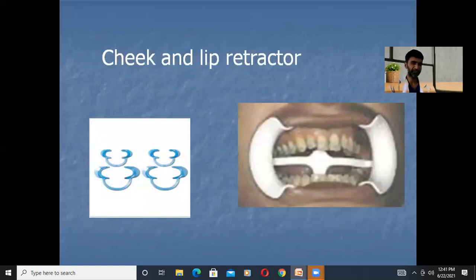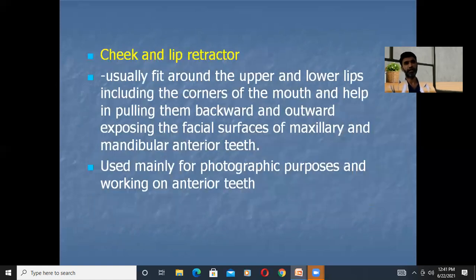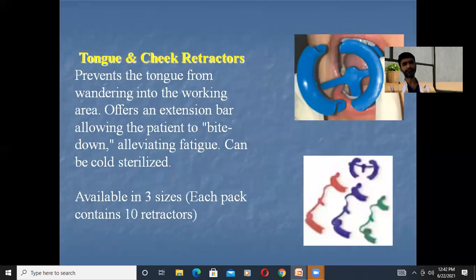Cheek retractor and lip retractor, like when performing orthodontic procedures or bleaching, can be very useful for isolation. Usually it fits around the upper and lower lips, including the corner of the mouth, and helps in pulling them backward and outward, exposing the facial surface of the maxillary and mandibular teeth. Used mainly for photographic purposes and working on anterior teeth.